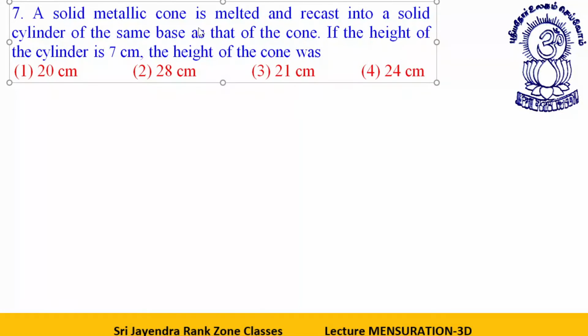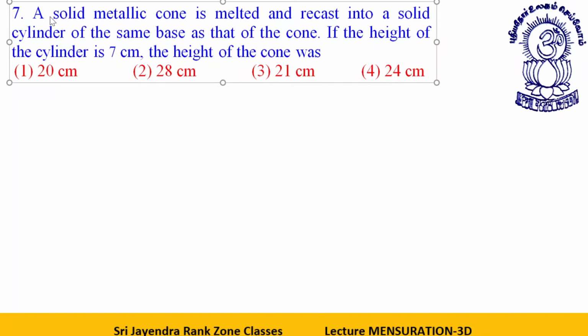A solid metallic cone is melted and recast into a solid cylinder of the same base as that of the cone. If the height of the cylinder is 7, what is the height of the cone?